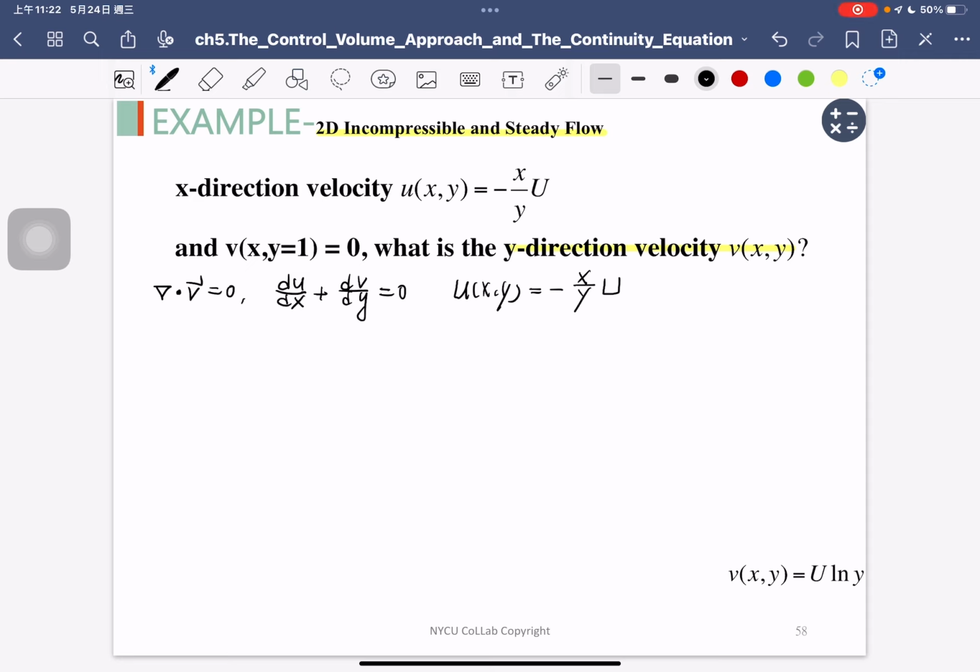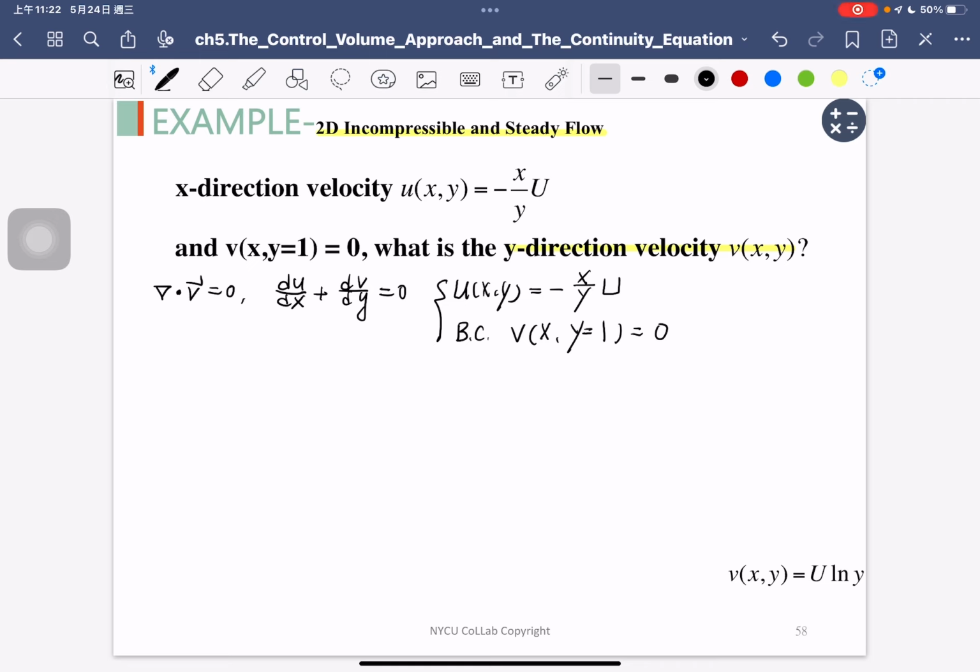Okay, we only know the velocity function for the u. And we also know the boundary condition: the v velocity at any x, when the y location is at 1, will always equal 0. So we only have these two conditions. Can we figure out how large the v velocity is?